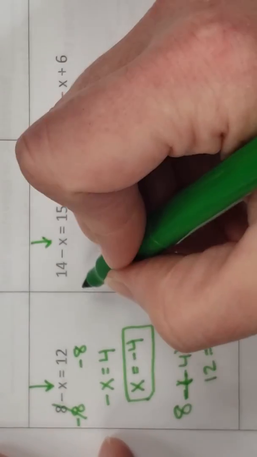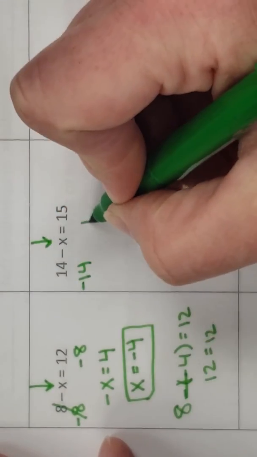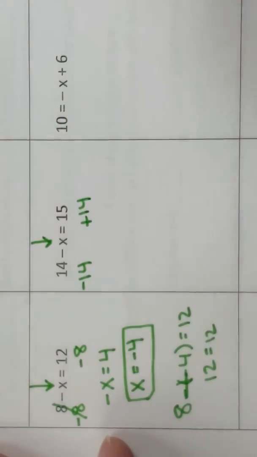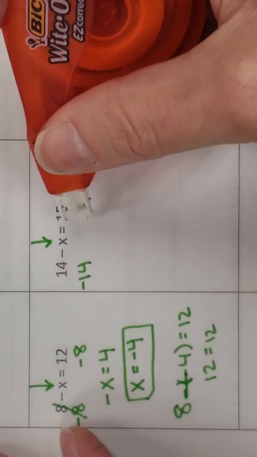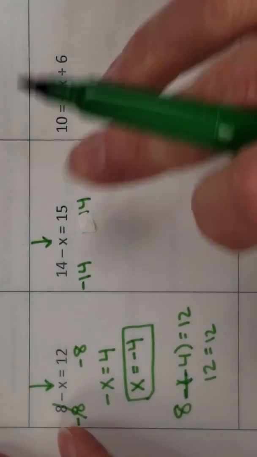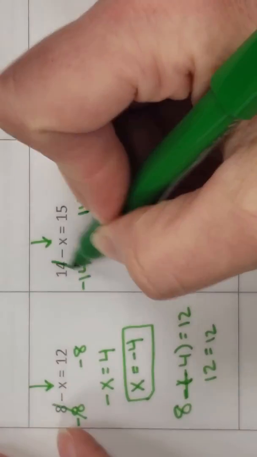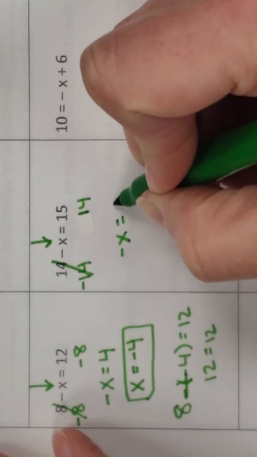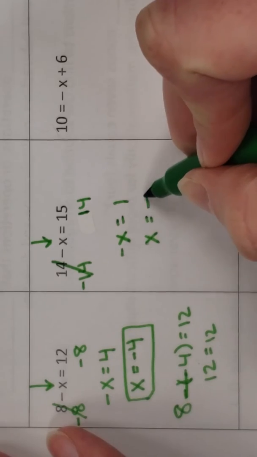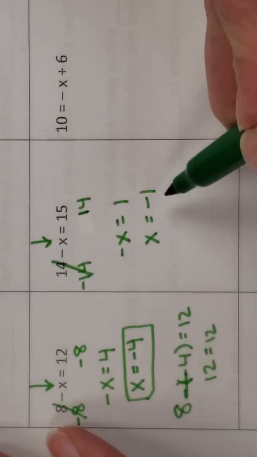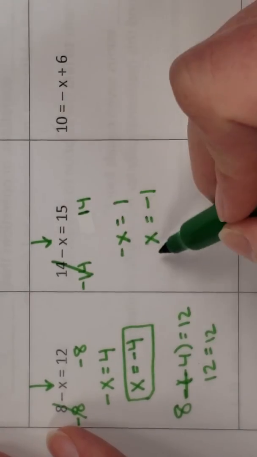Our negative x is with a positive 14. The reverse of a positive 14 is negative 14. What I do on one side, I do to the other. 14 minus 14, of course, is 0. So now I'm left with my negative x by itself, which I can bring down, equals 1. If I want to change a negative x into a positive x, then I need to change my positive 1 into a negative 1. 14 minus a negative 1, or 14 plus 1, is 15.